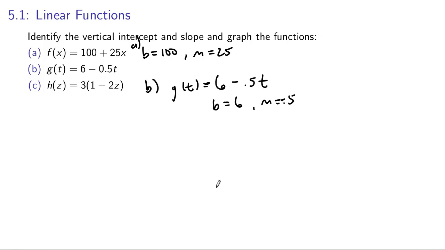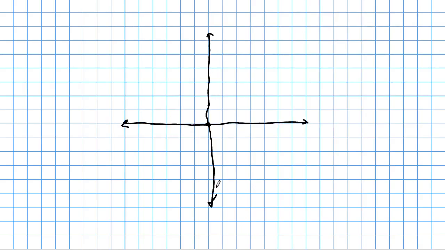Maybe we should have written down our problem first. It's g of t is 6 minus 0.5t. So this is t, and this is g of t. Our y-intercept will be 6, so let's make each of these worth 2. So this will be 6, 4, 2. And our slope is negative 0.5. So we'll have a rise of negative 0.5 for a run of 1.